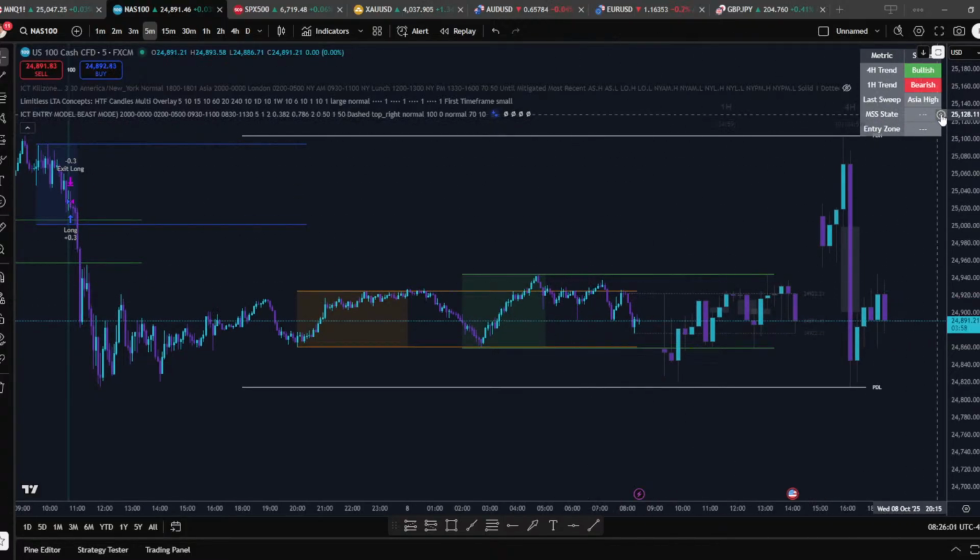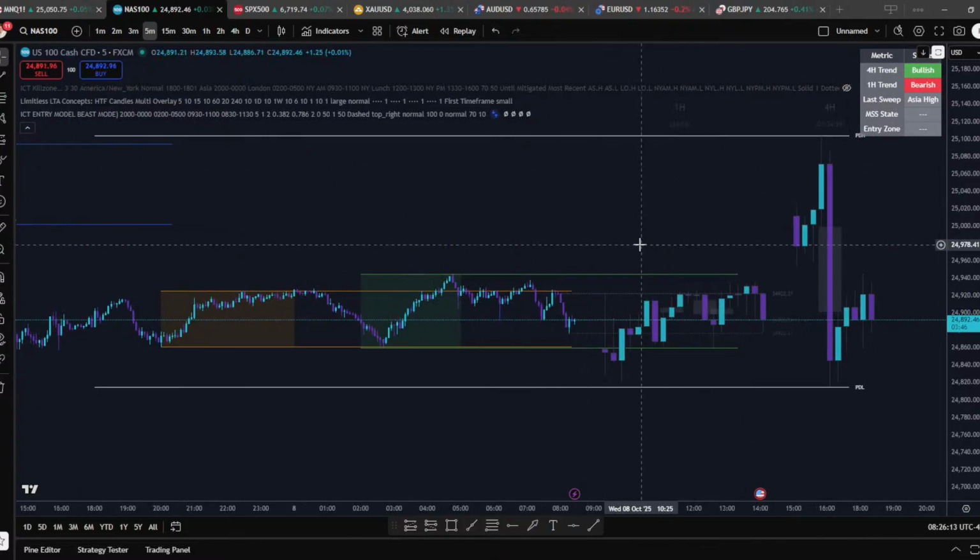So if it says bullish or bearish on market structure, that just means if this pushes up here, there's a market structure shift, it'll say bullish. And entry zone, it'll actually give you the entry.